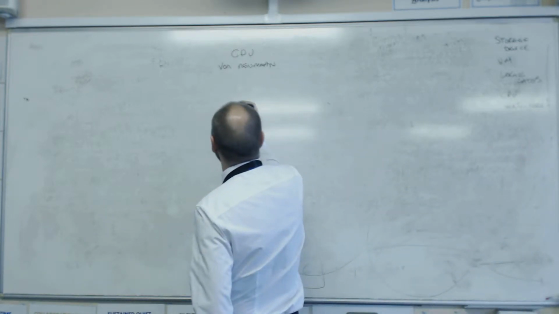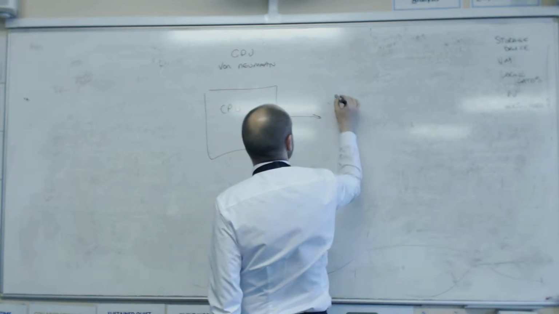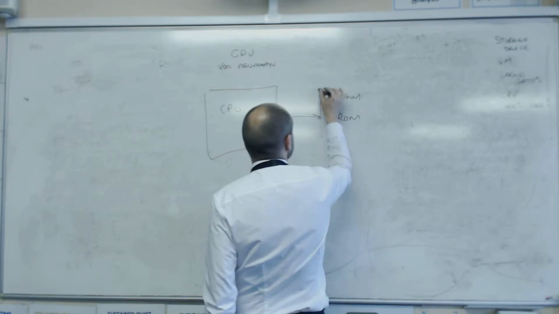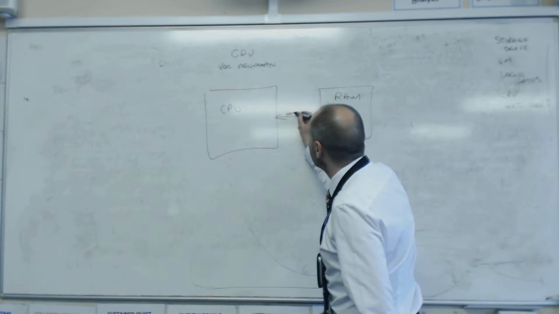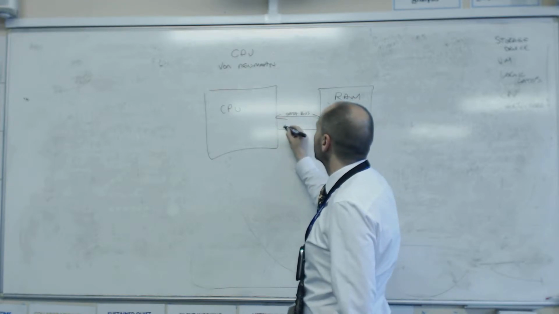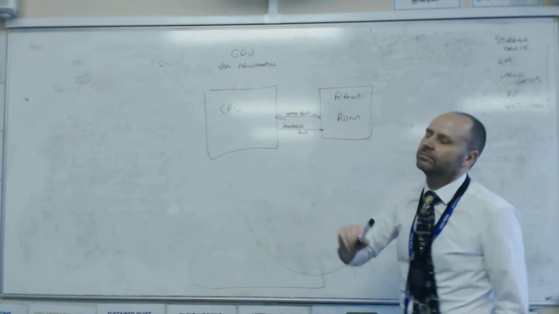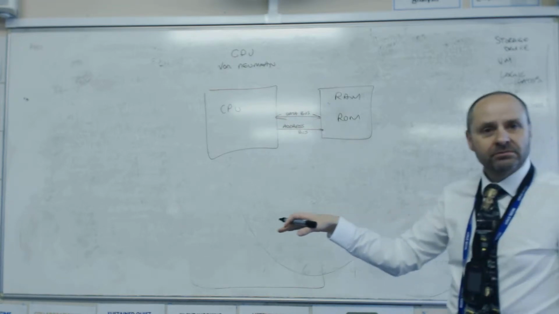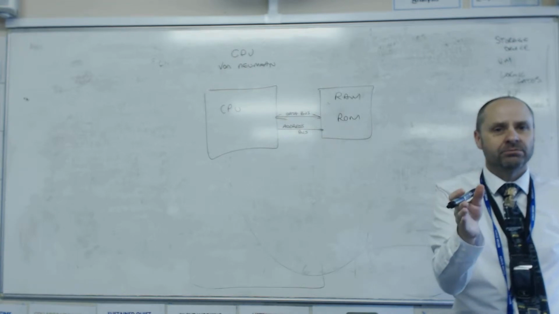So if we just do a little block diagram, here's the CPU, and it's connected to our RAM and ROM, our primary storage. It's connected through a data bus and an address bus. The data bus is where the data travels to and from the CPU and the memory. The address bus is a selection system.